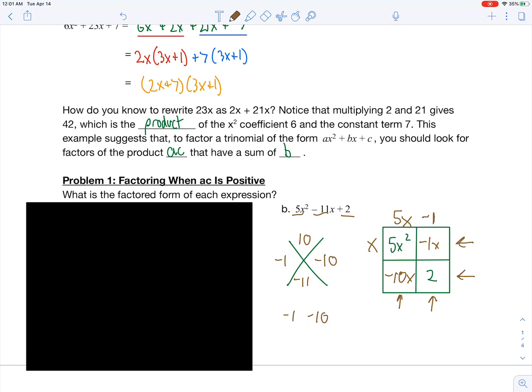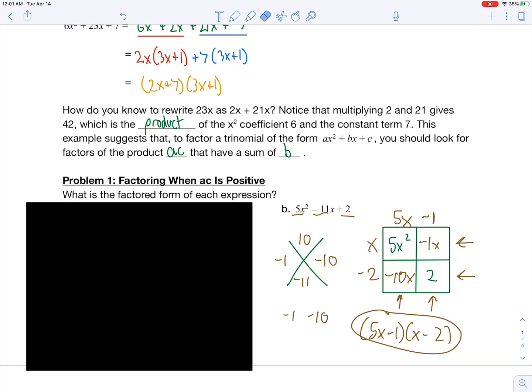And if I was to do the second row, trying to factor out my greatest common factors, 2 goes into both of those, and since the 10 was negative, I want to factor that out as a negative 2. And now I already have my answer. So 5x minus 1, that was the top, x minus 2, that was the side. This is our factorization. Really just a couple extra steps to what we already knew.